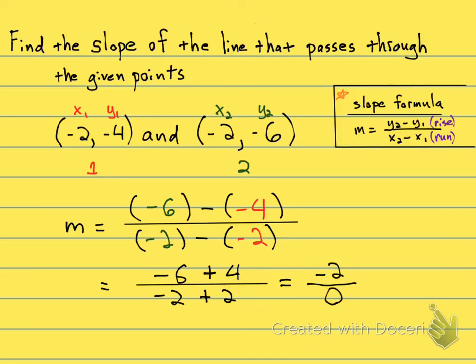And can you have a 0 on the bottom of a number? No, you cannot. So this is not a number. This is undefined. And I'm going to say that my slope is undefined. Looks like a number, but it's not, because you cannot divide by 0. That's it.